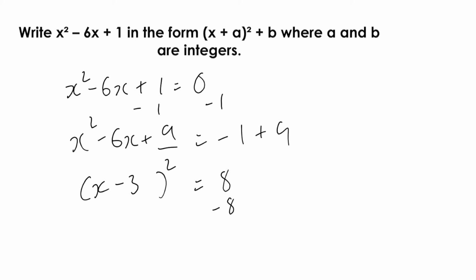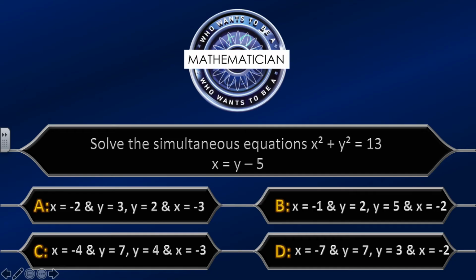I'm going to minus 8 from both sides. And what we're left with is (x minus 3) squared minus 8 equals 0, and that's our final answer.